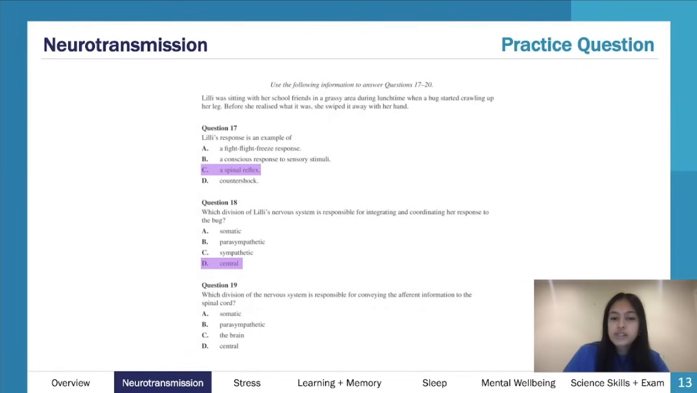Which division of the nervous system is responsible for conveying the afferent information to the spinal cord? So remember, we've got our reflex arc, and we've got our little acronym SAME, which is really good. Sensory afferent, that's coming in, and then motor efferent, that's going out. Think about what we talk about when we think about those neurons.